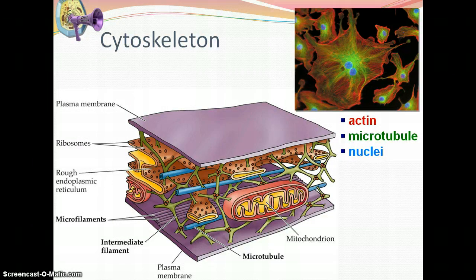And this is just a cross-section of a cell showing its membrane, different organelles, and also parts of the cytoskeleton and how they provide a structure for the different organelles to have their place within the cell.